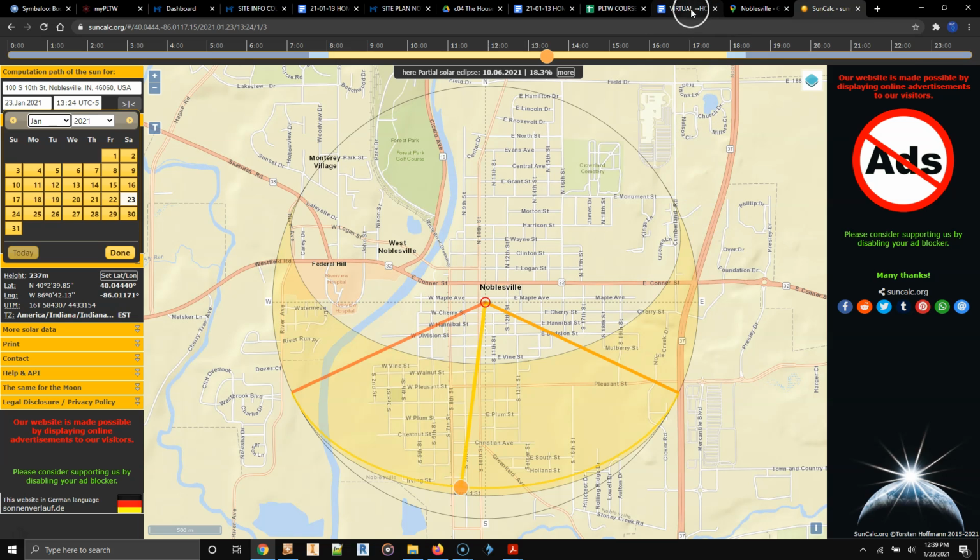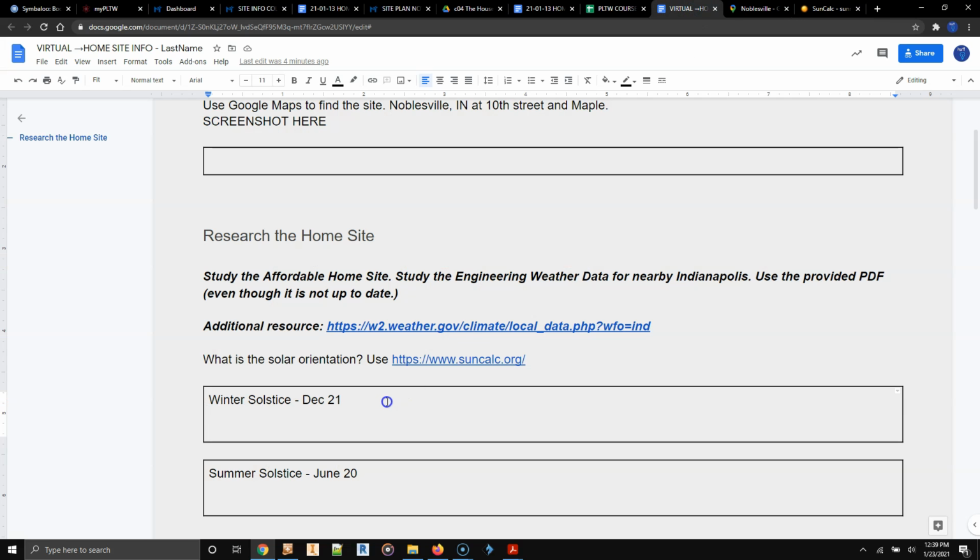Let's talk about those two dates a little bit. The summer solstice, the reason that's important to us is this is for solar planning, and it's the shortest day of the year. It's also when the sun is the lowest on the horizon. So the south side of your home is going to get sun low on the horizon.